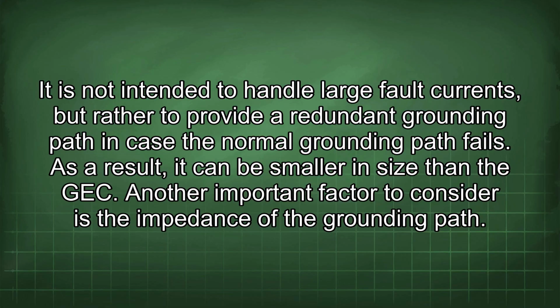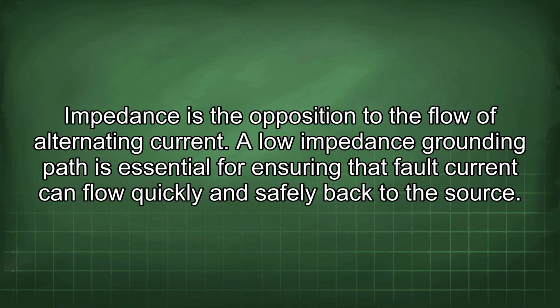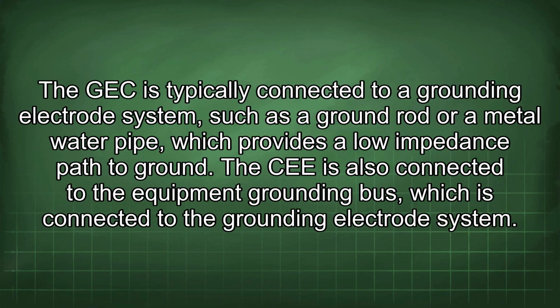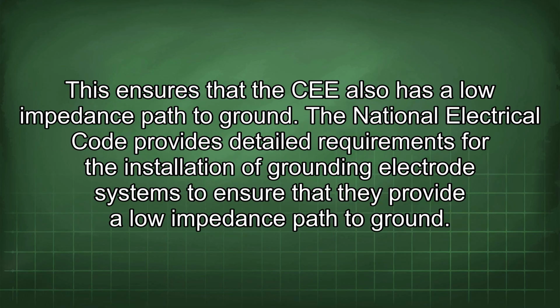Another important factor to consider is the impedance of the grounding path. Impedance is the opposition to the flow of alternating current. A low impedance grounding path is essential for ensuring that fault current can flow quickly and safely back to the source. The GEC is typically connected to a grounding electrode system such as a ground rod or a metal water pipe, which provides a low impedance path to ground. The CEE is also connected to the equipment grounding bus, which is connected to the grounding electrode system. This ensures that the CEE also has a lower impedance path to ground.